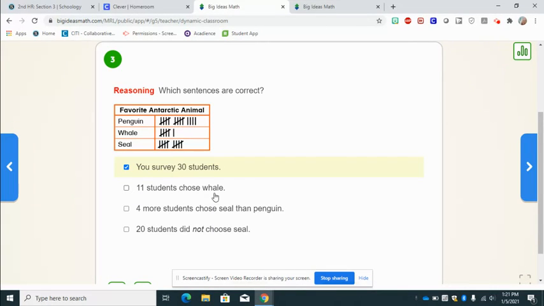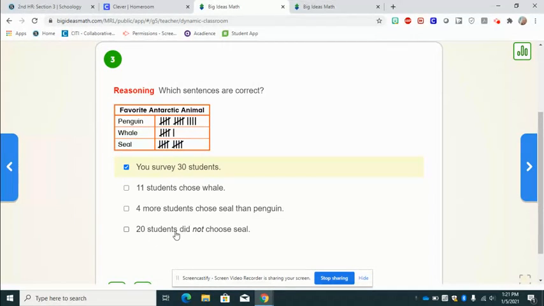11 students chose whale. How many students chose whale? 5 plus 1 is 6. So that one is not true. 4 more students choose seal than penguin. All right, so let's look at seal. There's 5, 10, and penguin has 5, 10 plus 4 more, which is 14. So penguin has more than seal, so I know this one is not correct.